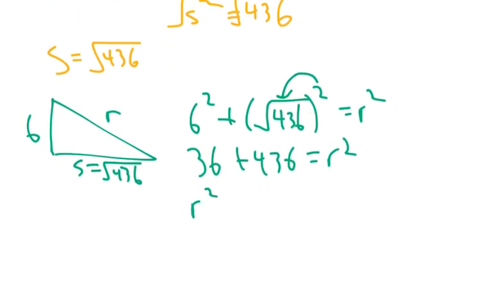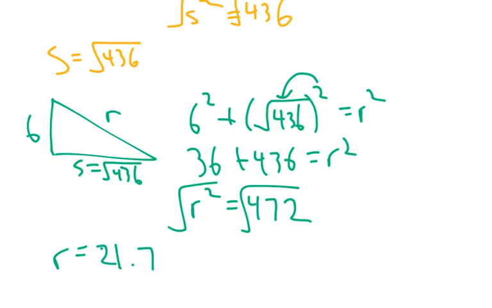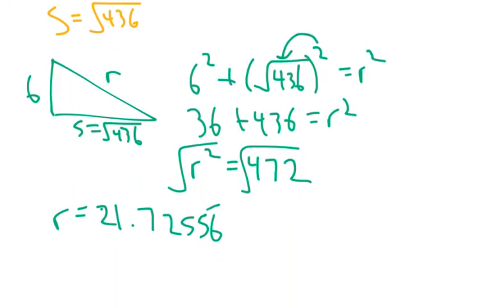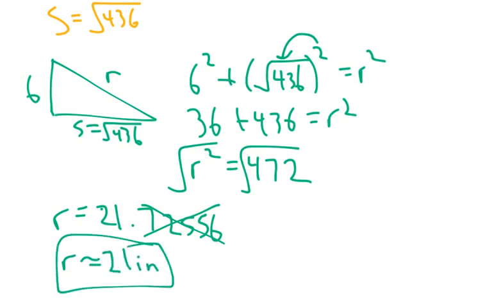And so R squared is equal to 472. Now I'll take the square root of both sides. And when I use my calculator to figure out what R is, I end up getting about 21.72556. Now, they asked, going up to the question, what is the longest length of tube in number of whole number of inches? Well, that just means I have to cut all that off, and it's going to be 21 inches. So R would roughly equal 21 inches.